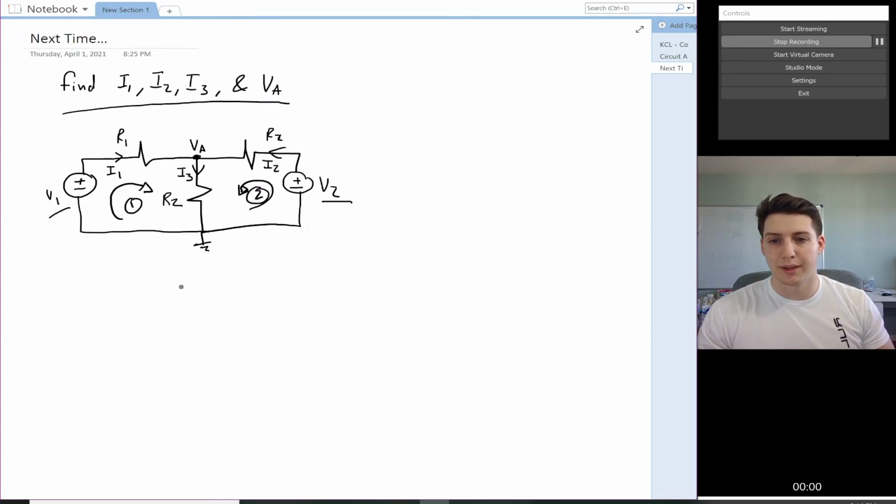We'll also look at what happens if we label our currents incorrectly and how the math will correct itself. So I think that's good for today.